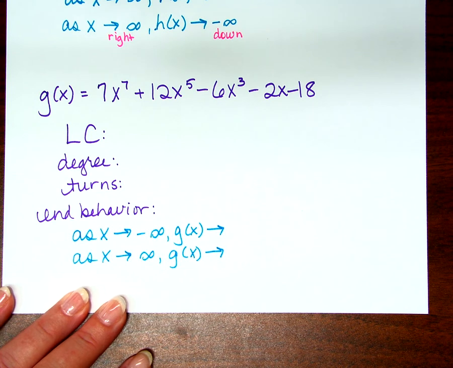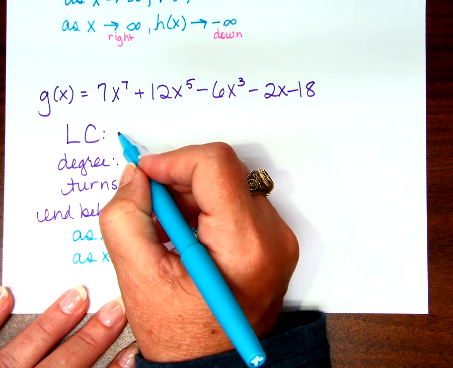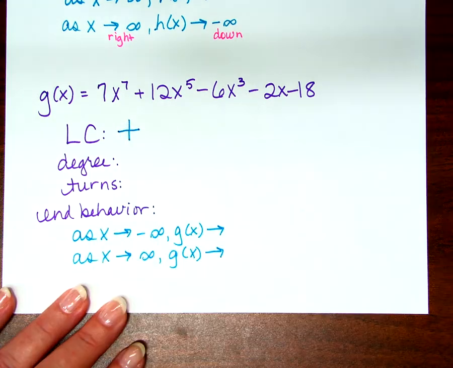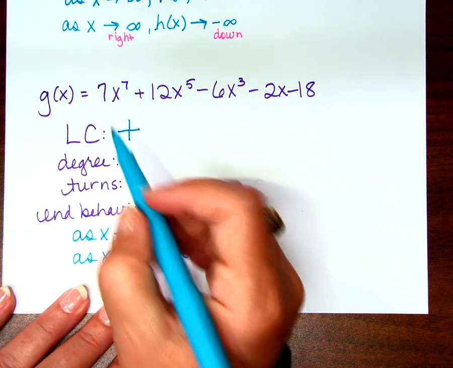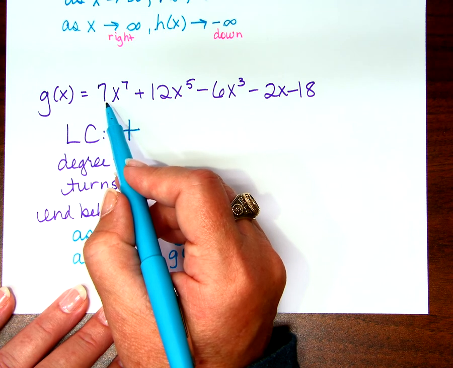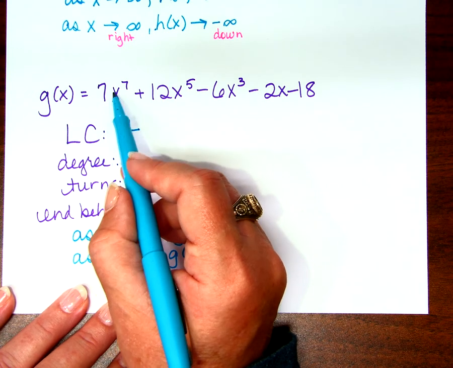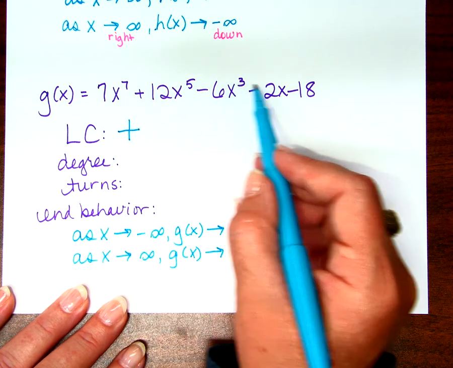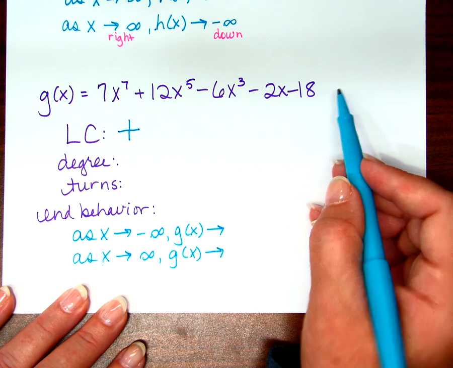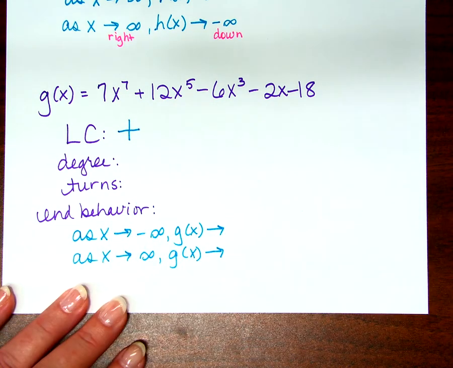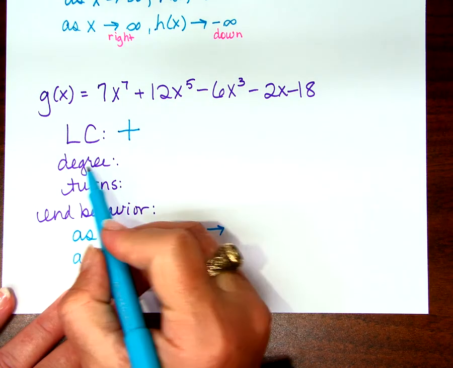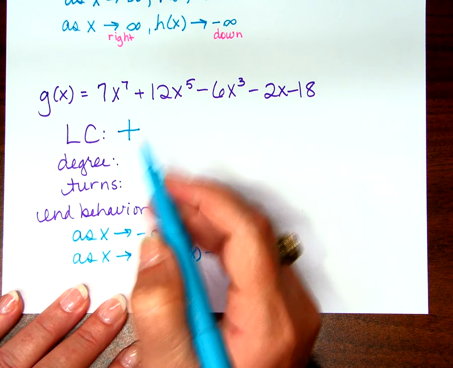All right. Does anybody know what the leading coefficient is for this problem? It is 7. So what are we going to write down for leading coefficient? Positive. Okay. Now why is 7 the leading coefficient? It's the first one, and exponents are in decreasing order. That's exactly right.